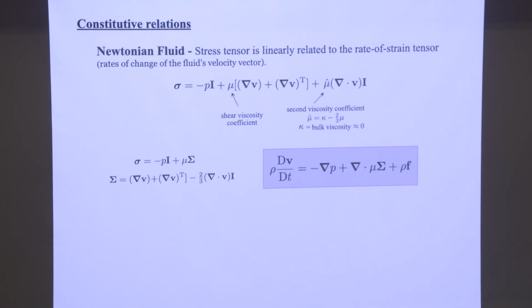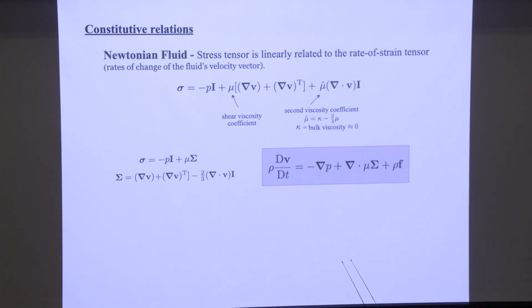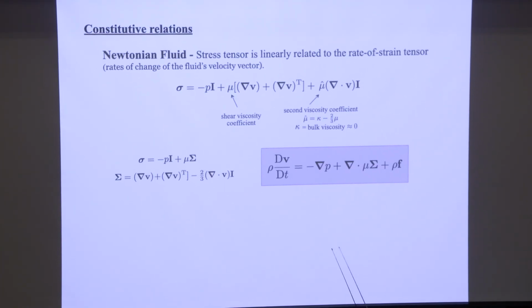If you plug that in the momentum equation, you're going to get that the mass times acceleration, the time rate of change of the velocity, is related to the gradient of the pressure and the viscous term. In general, mu is not a constant, and so that's going to be the divergence of the viscous stresses. And the last term, as we had before, is the body force.